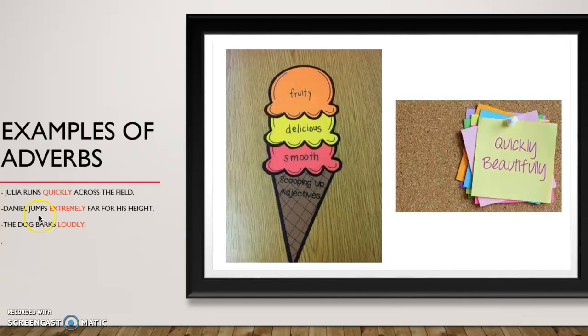The next one would be Daniel jumps extremely far for his height. Again, the adverb is extremely. That's describing the type of jump or what Daniel is doing to the extent at the moment. The next one would be the dog barks loudly. Loudly would be describing how the dog is barking. It could also be the dog barks softly or the dog barks quickly. Again, another type of adverb.